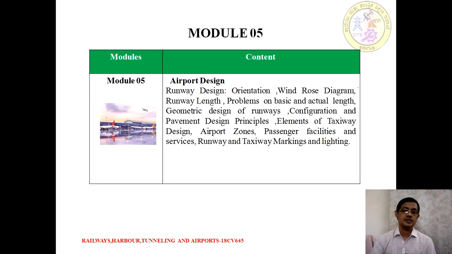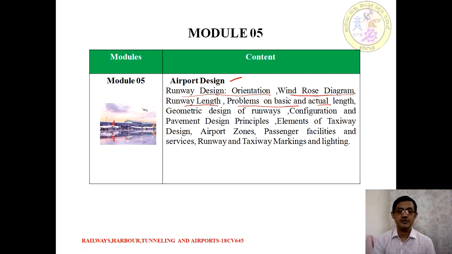Moving on to the subject and Module 5. In this module we are going to be discussing airport design. First we are going to talk about the runway design and its orientation. To orient it, we need to analyze the wind with respect to the windrows diagram. Then we will cover the runway length and calculate the basic and actual runway length. The numerical problems are there.